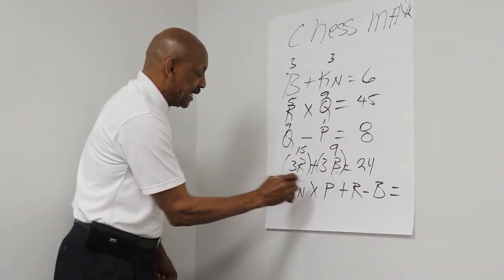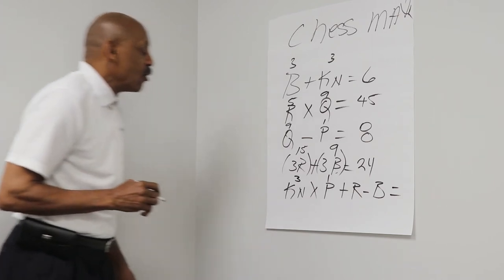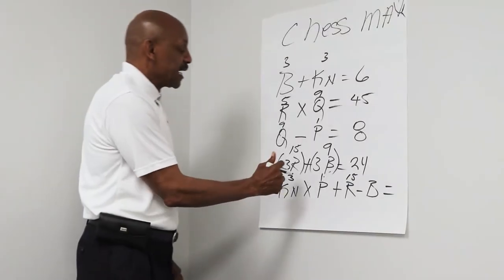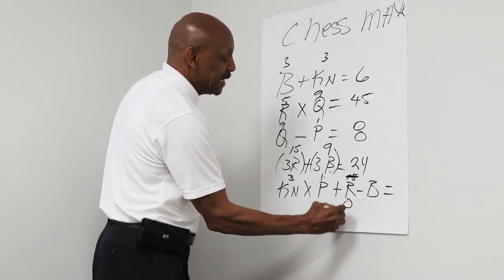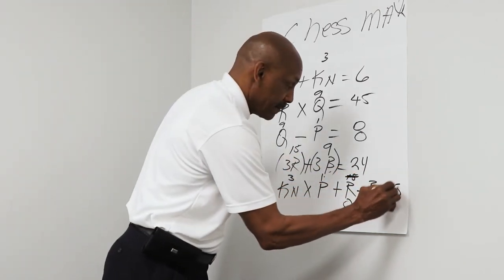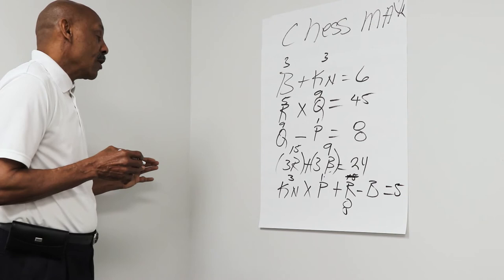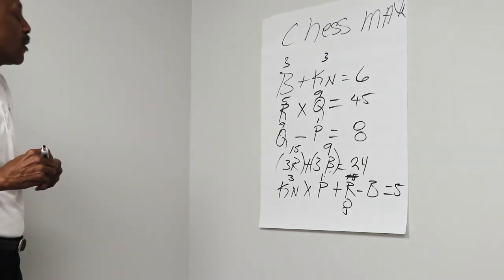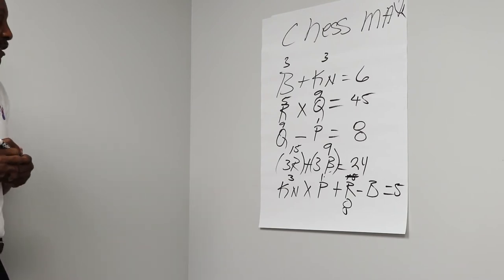So if we say Kn, which equals what? 3. If we say Kn times P, that would be what? 3 times 1. 3 times 1 equals what? 3. So 3 times 1 equals 3. And then we'll go 3 plus 5 equals, I had that wrong, equals 8. Okay? And then 8 minus 3 equals what? 5. Okay? This is called chess math. And it helps with your memorization, it helps with your addition, it helps with your subtraction, it helps with your multiplication. We usually use this for grade levels 1 through 6.